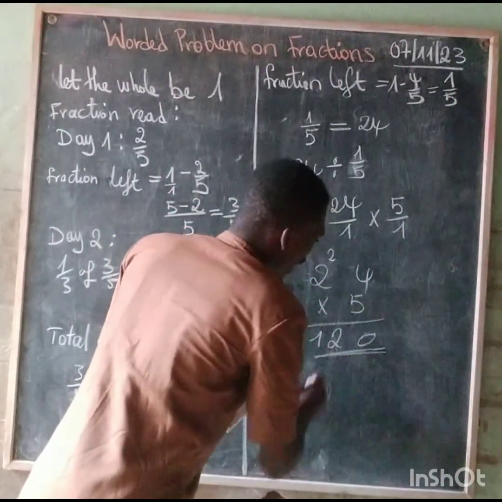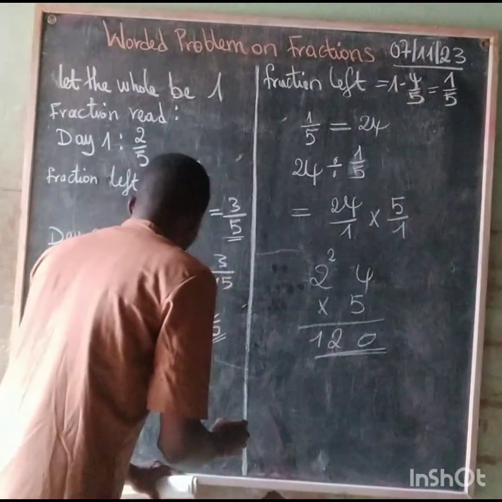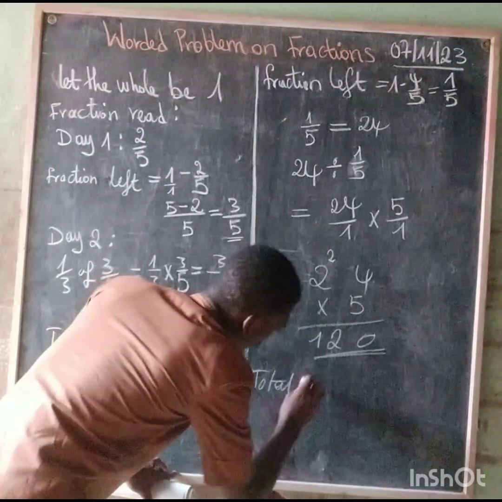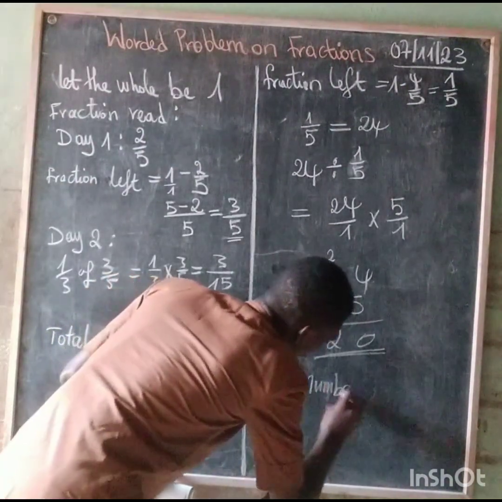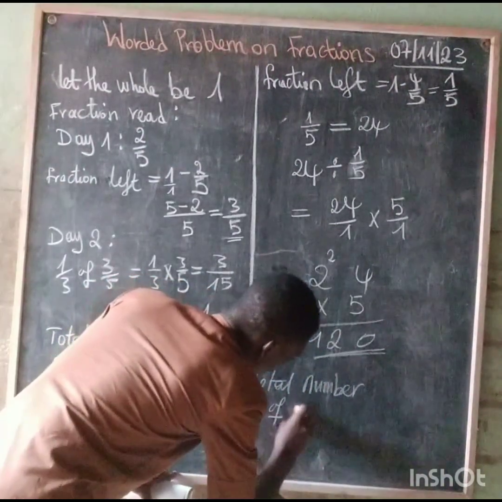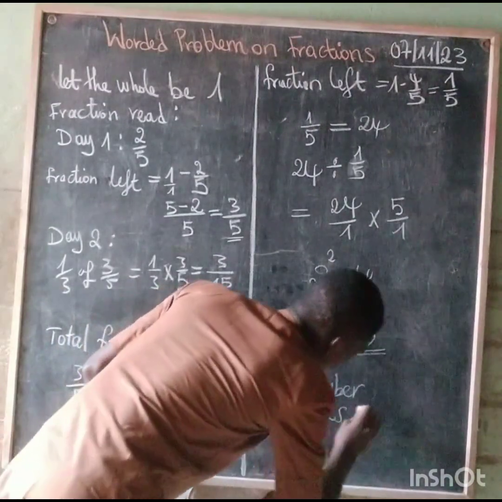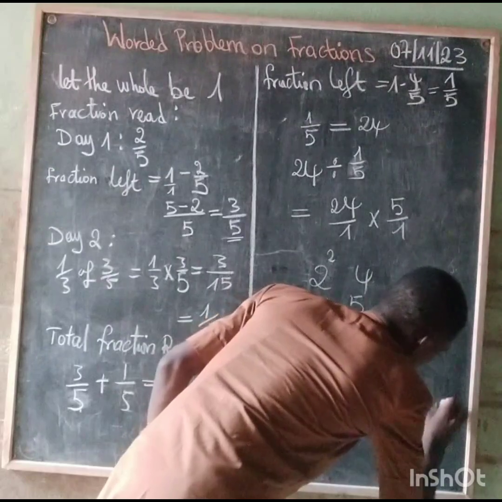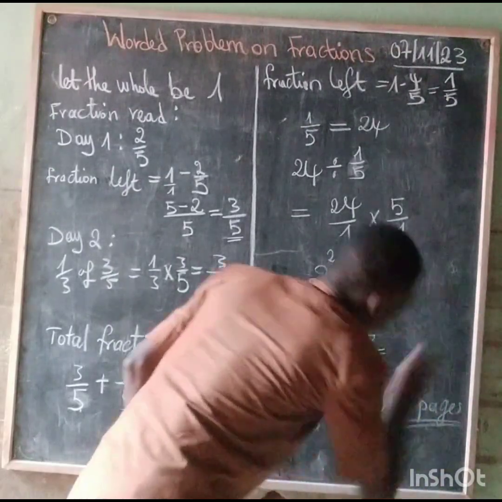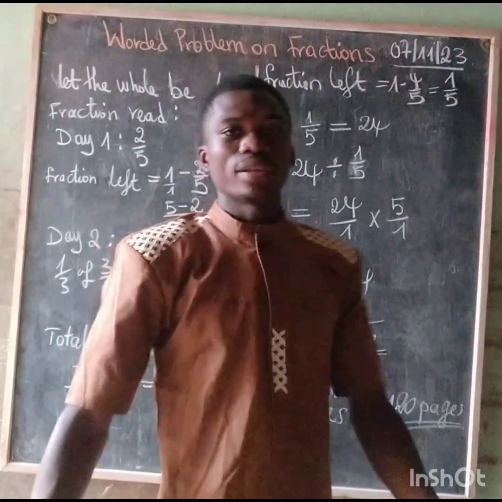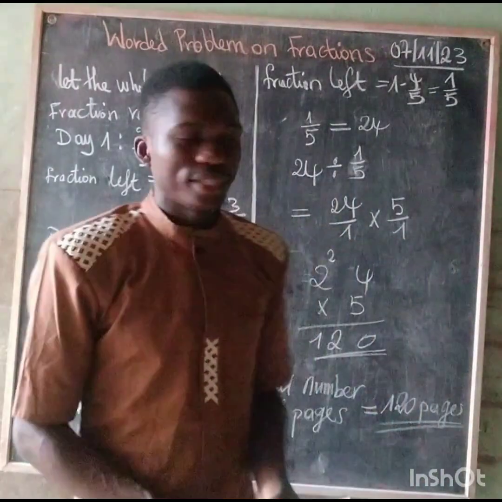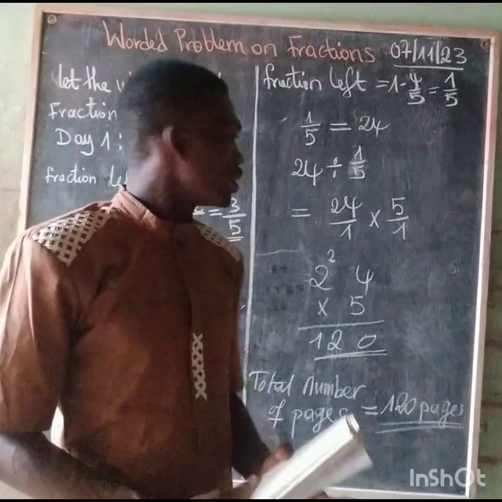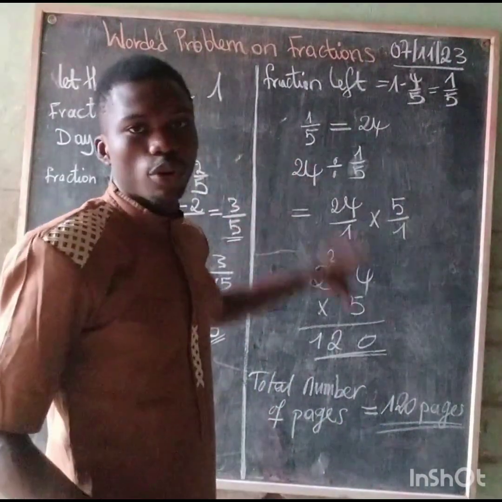So the book had total number of pages, 120 pages. Exactly. So the book had 120 pages. Alright, here we come to the end of the solution to that problem.